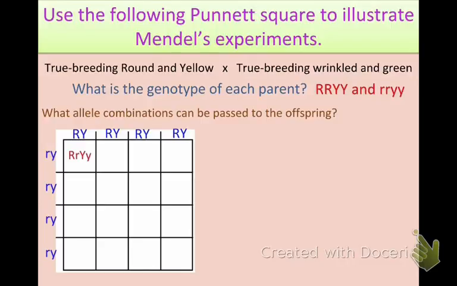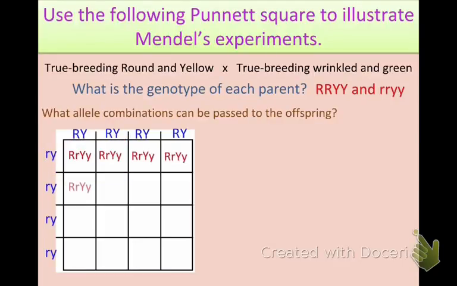Now we do our drag and drop method. So we can see here the first box gives us R, Y, r, y. Just so you know, you always put the capital letter first, just like in a sentence. That's why it's written like this. So our next one would be R, Y, bring over the r, bring over the little y. All right, and we keep filling these in just like this.